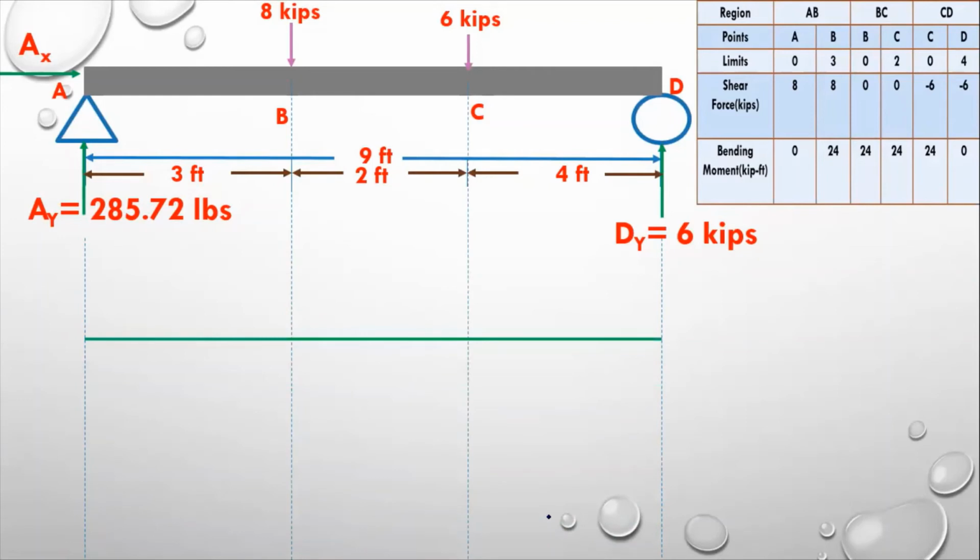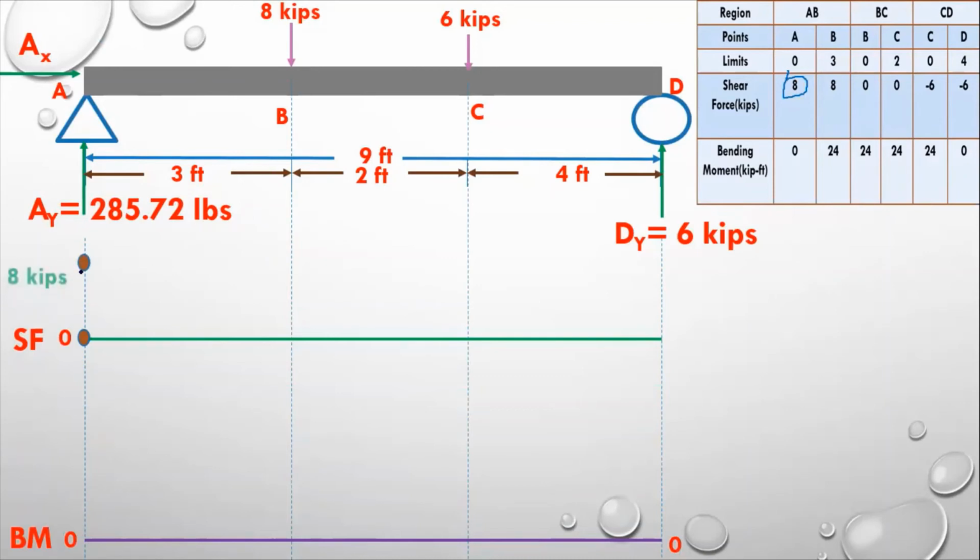Now this is the shear force line, that is the green one, and there is the bending moment line, and that is the purple one. It starts from 0, it ends at 0. So the first value is 0 for the shear force, and the next value at A is 8. So I will mark it here, 8 kips. And the other value at point B is also 8, so it will be somewhere here. So it will be 8 kips, you can see.